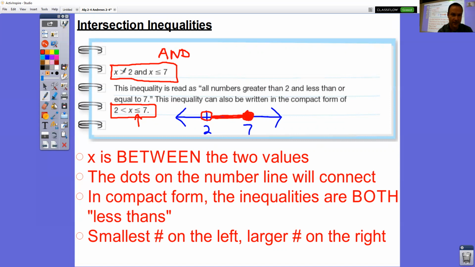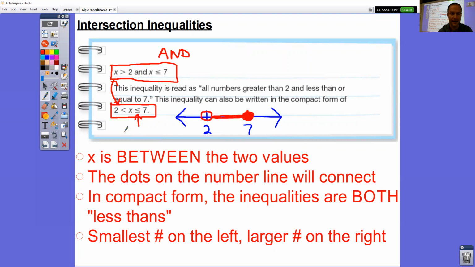If we have this, notice that we switched around the inequality sign here, because when you go to write an inequality statement, the order goes: the smallest number first, then the inequality sign, then the letter, then the inequality sign, then the biggest number. The smallest number always goes over to the left. The biggest number always goes over to the right. That's how it's written, with the letter in the middle.